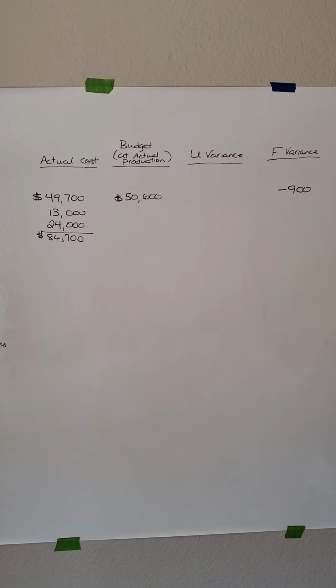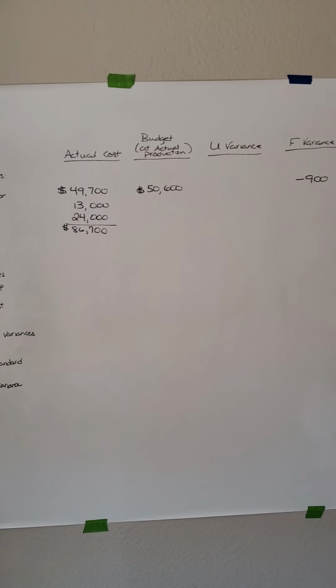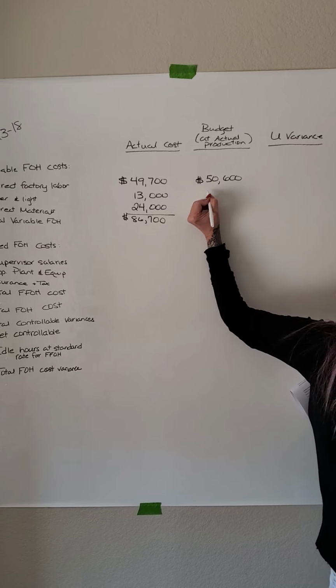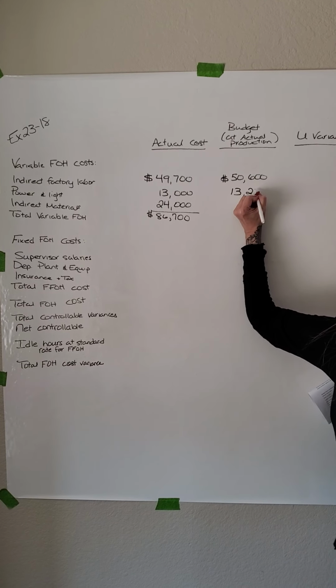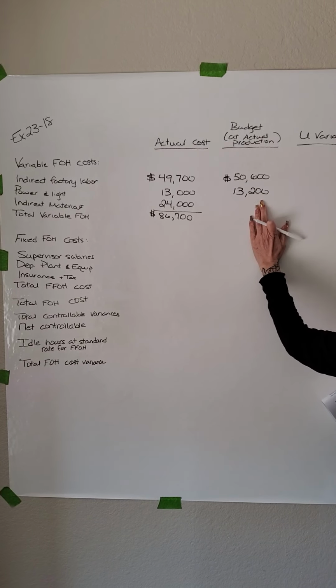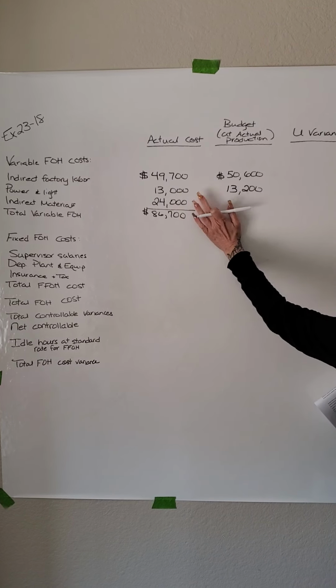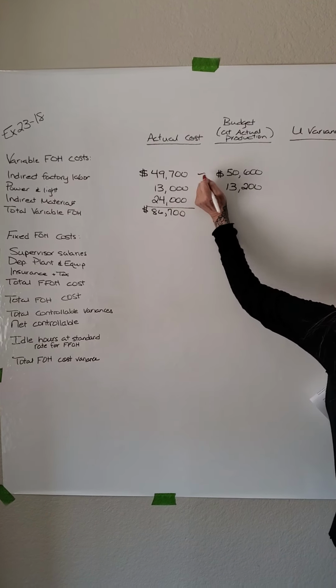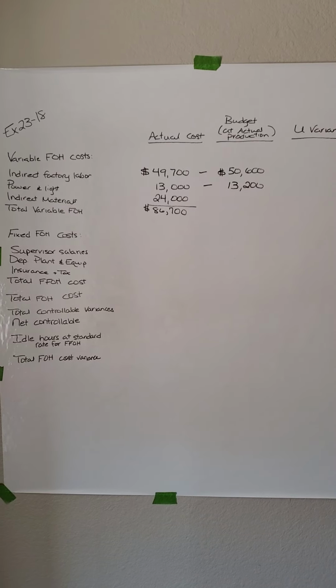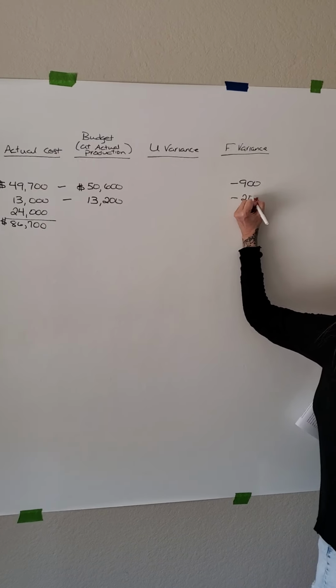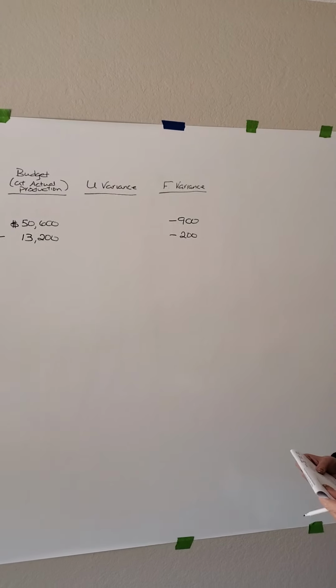I'm gonna do power and light now. Power and light, budgeted actual was $13,200. Again, you can see budget was greater than actual, so I'm gonna take 13,000 minus 13,200. I'm gonna get a negative 200. That's a favorable variance of 200.